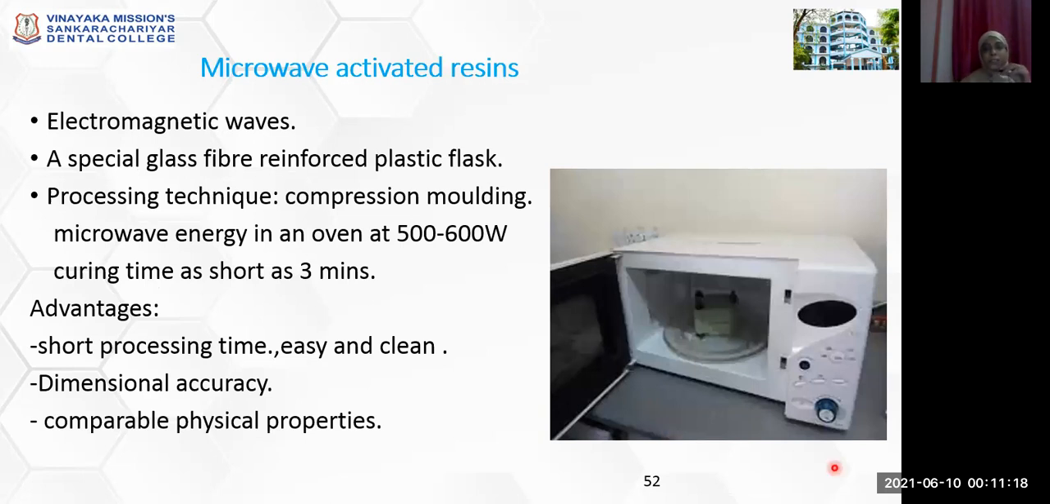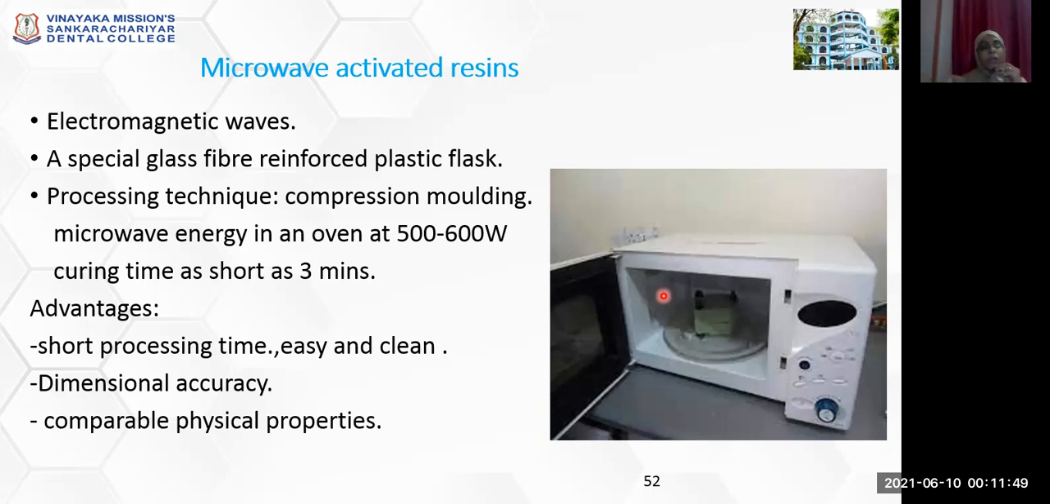In the diagram you can see a microwave. There is a specialized flask for this. You keep this inside the microwave and the resin gets polymerized. The electromagnetic waves are used for activating the resin, and the flask is a special glass fiber reinforced flask, so that the waves can easily pass in. The energy used here is 500 to 600 watts.